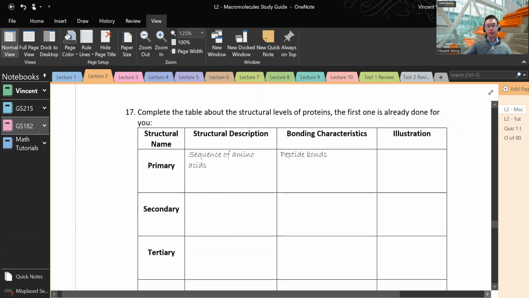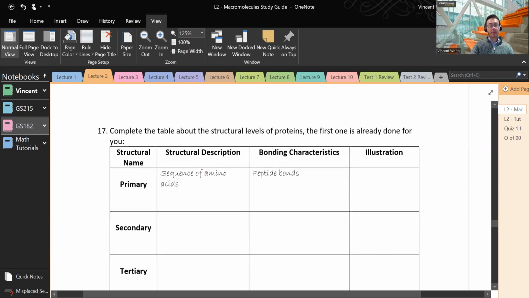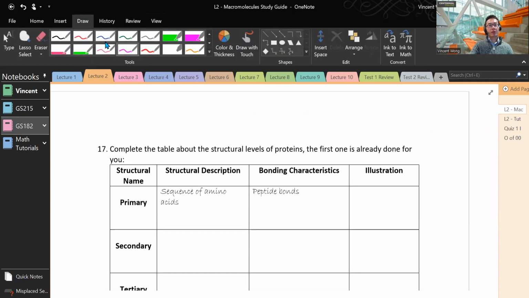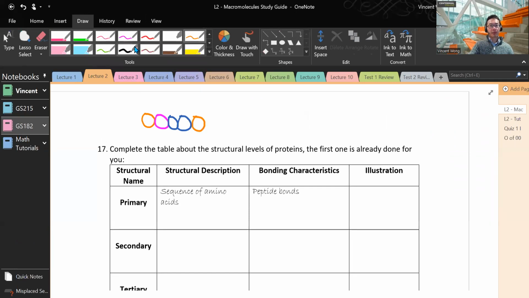Complete the table about the structural levels of proteins. First one is already done for you. So primary structure is referring to the sequence of amino acids. If you take a look at a polypeptide, you would have one amino acid, another amino acid, and then another one. And then you might use the same one again. It doesn't really matter. Sometimes they repeat, sometimes they don't.